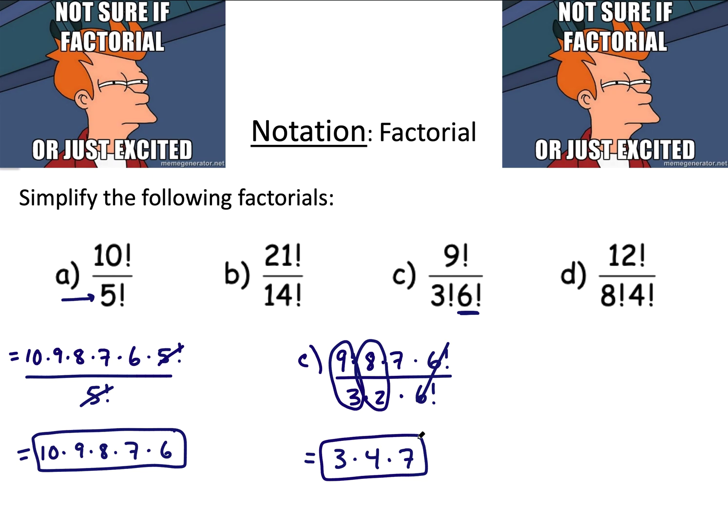So how about something like letter D? Maybe you pause the video for a second and try it for yourself. How would letter D reduce? So letter D, you could start with 12 factorial. You notice the bigger factorial on the bottom is 8 factorial. So maybe you say this is 12 times 11 times 10 times 9 times 8 factorial. Okay. So maybe I'll put 8 factorial on the right side. And then for 4 factorial, I know that's 4 times 3 times 2. So then the 8 factorials will cancel each other off.